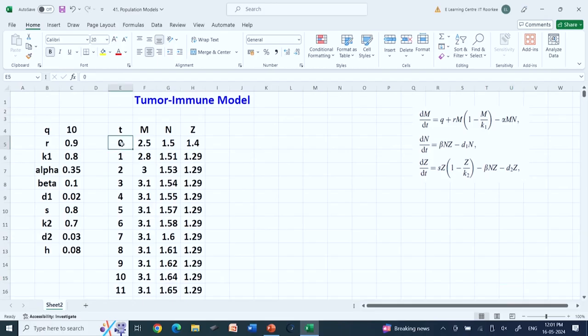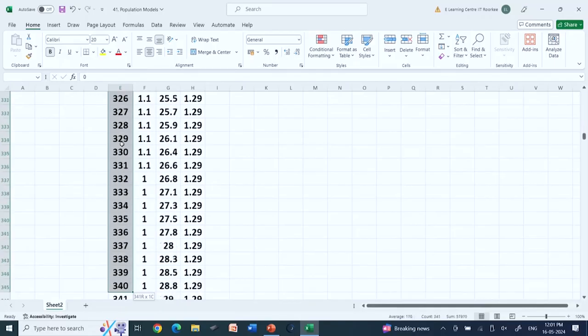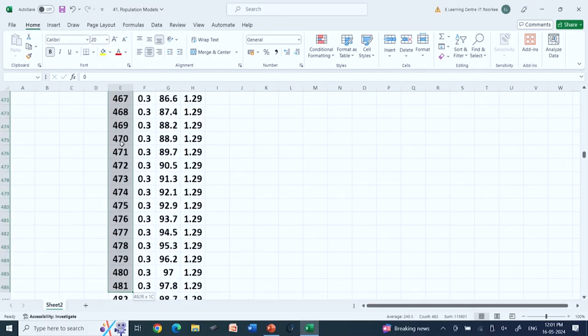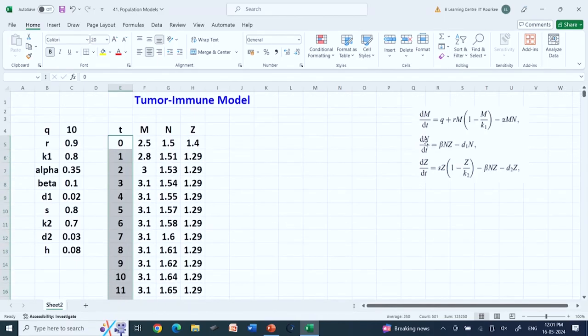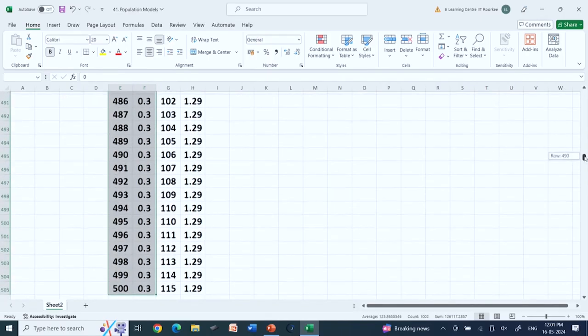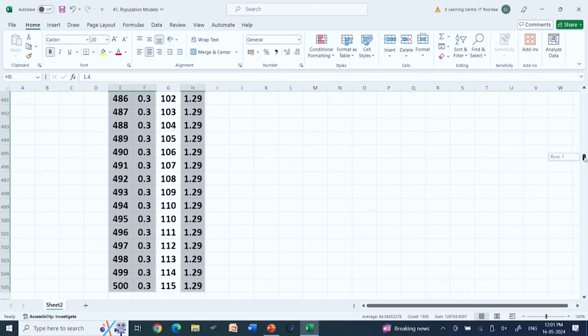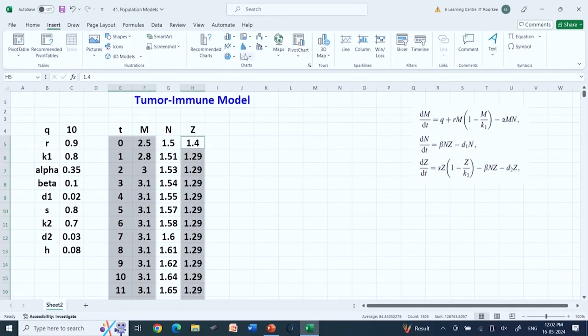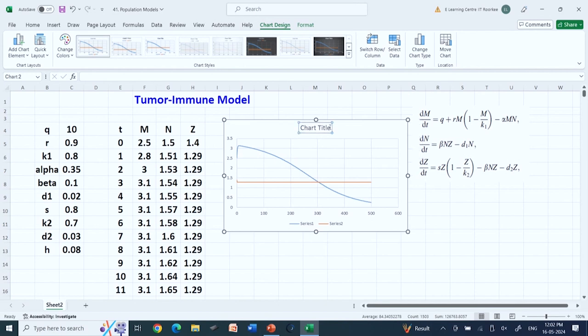So, first let me plot this. First we will plot 2 of the graphs and then the third one, and I will tell you why. So, this graph along with the tumor graph and the resting cell. So, if we plot this, go to insert, go to chart, and this one. So, the chart title is Tumor Immune System.